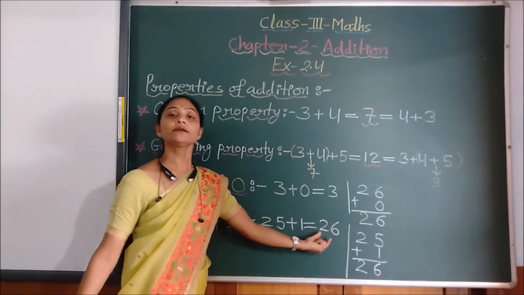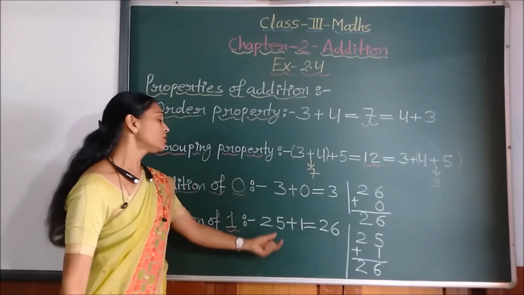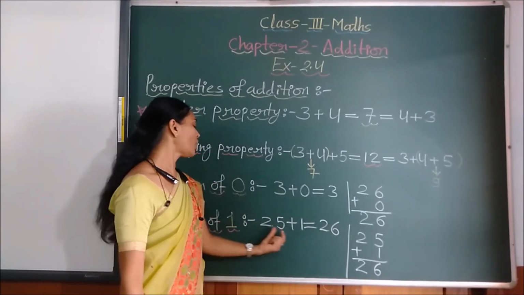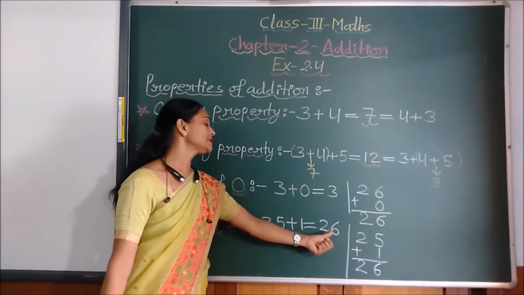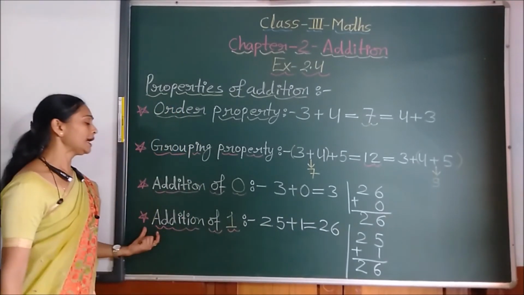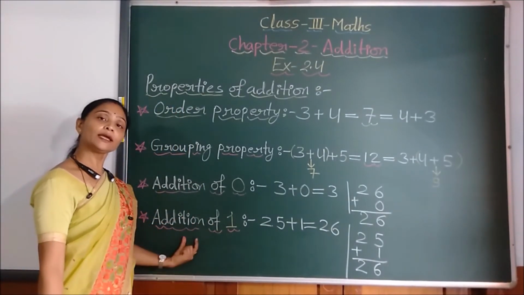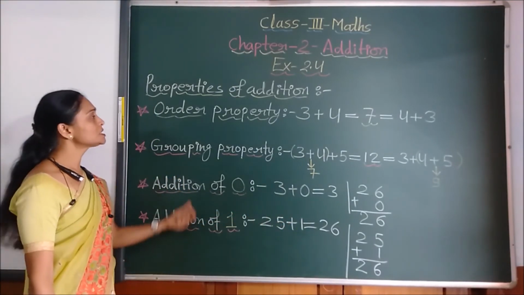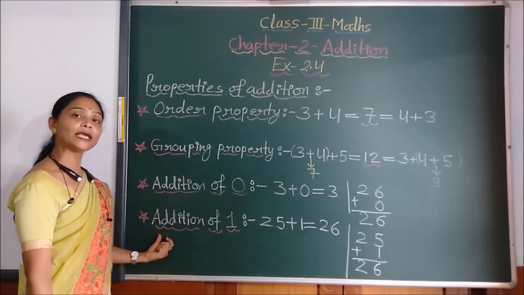Which number we got, children? We got 26. So what is 26? Just see, 26 is the successor of this number. 26 is the successor of 25. Means when we are adding 1 in any number, what we are getting? We are getting the successor of that number. Yes children, so this way these 4 properties we have learned.